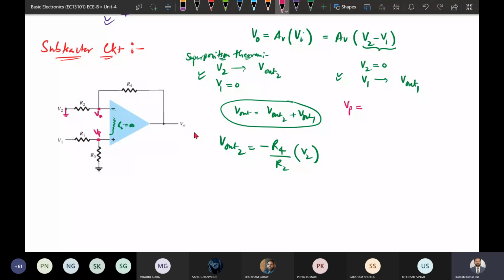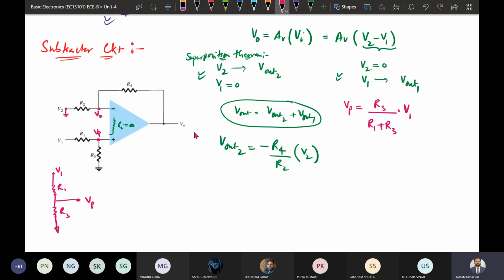Here V1 is there, so it is like a resistance, another resistance. This is V1, this is R1 and this is R3, and VP is this value. So by using the voltage divider we can get the VP. So VP will be equal to R3 divided by R1 plus R3, multiplied by V1.